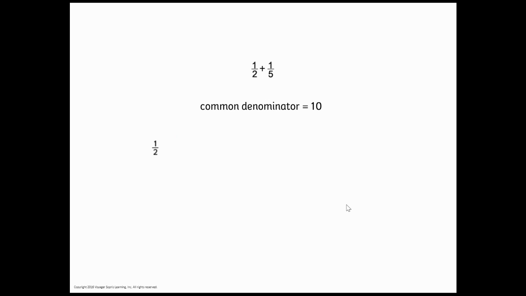We will use the common denominator 10 again. Begin with 1/2. To get the denominator of 2 to a denominator of 10, multiply 2 by 5. Remember to also multiply the numerator by 5 as well. Now write the equivalent fraction for 1/5. To get from a denominator of 5 to a denominator of 10, we multiply 5 by 2. Remember, we also multiply the top number, the numerator, by 2 as well.